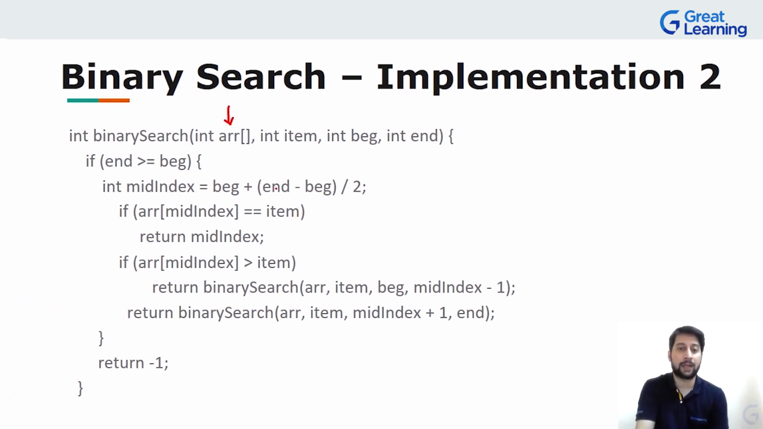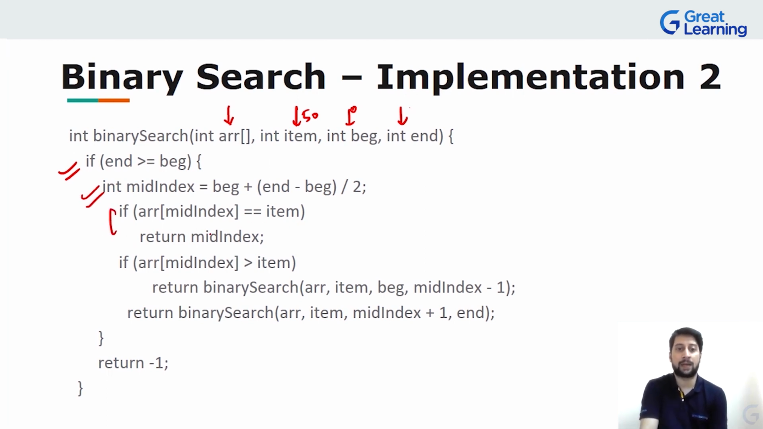Okay, so we are taking one array. We have the item, that is 50. We have the beginning index, we have the ending index. Okay, done. And now we again check end should be greater than beginning. There should not be the case where beginning is greater than end. And then we find out the middle index, same as we did in the iterative approach.